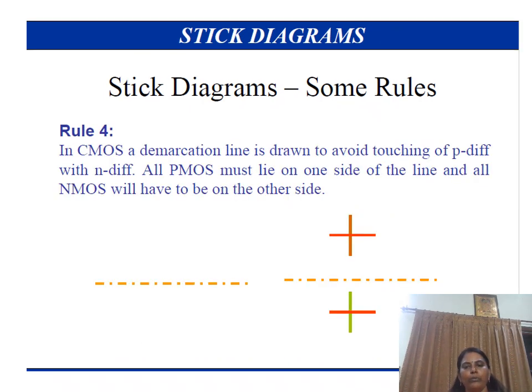We all very well know in static CMOS design, the bottom is our PDN, the pull down network. Then the top is the PUN, the pull up network. The demarcation line is used to differentiate the PDN and the PUN. This dotted line is a demarcation line which will help us to separate the PDN and the PUN.